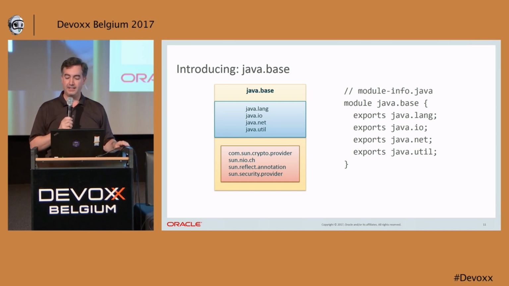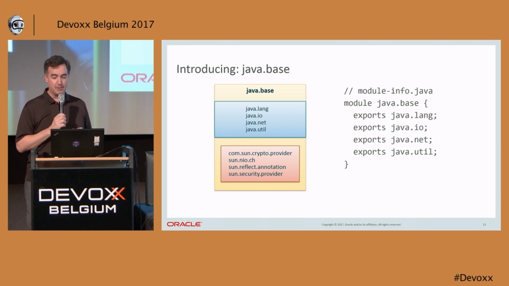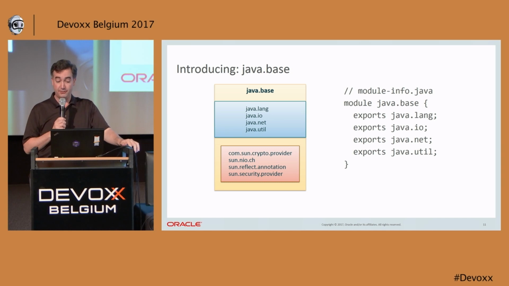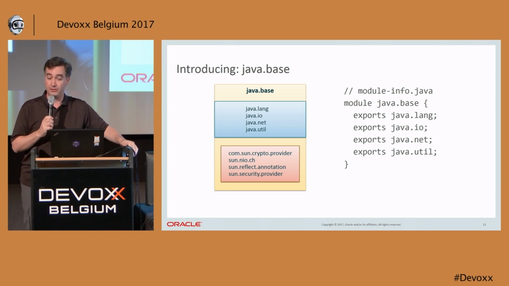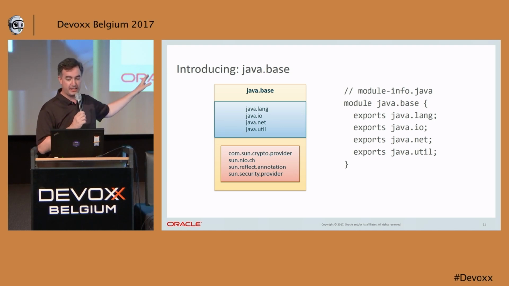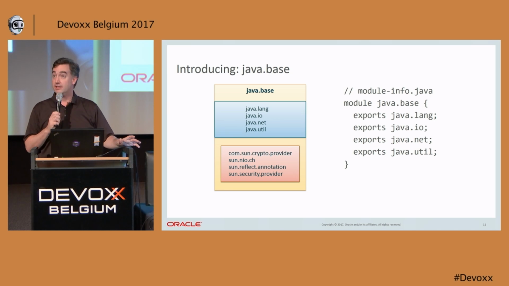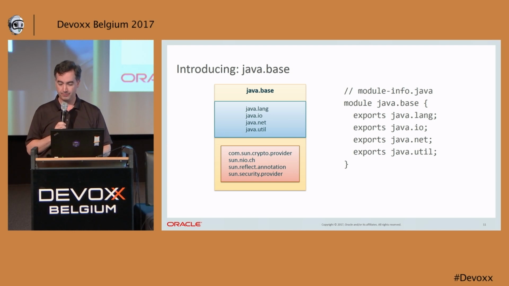A module is declared in a new kind of file called module-info.java. That gives the name of the module and its exported packages. And so by exporting the java.lang package, it means that the public classes of java.lang are accessible from outside this Java Base module. A package that is not explicitly exported, such as com.sun.crypto.provider, is concealed. Its public classes are not accessible outside Java Base.